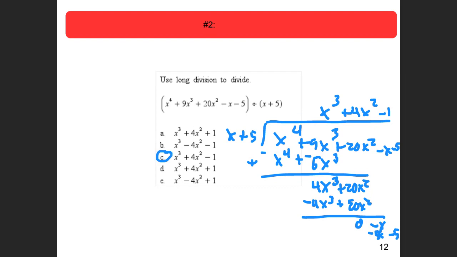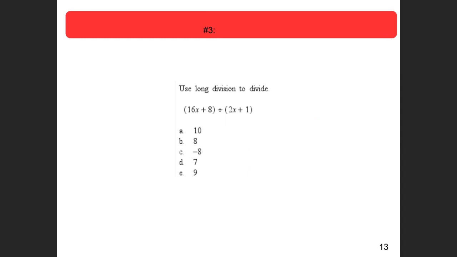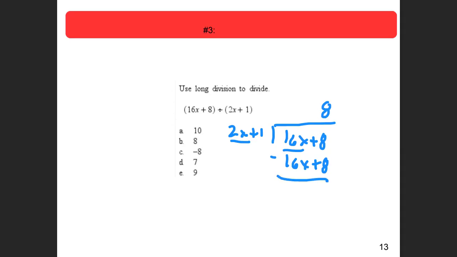All right. Number 3 on the practice, it says use long division. Okay, I can do that. It's kind of a weird one to divide. So I've got 16x plus 8, and I'm dividing 2x plus 1 in there. So 2x times what gives me 16x? Well, that's just 8. If I multiply that, I get 16x plus 8, which when I subtract, it's going to end up being 0. So my answer is just 8 for that one.